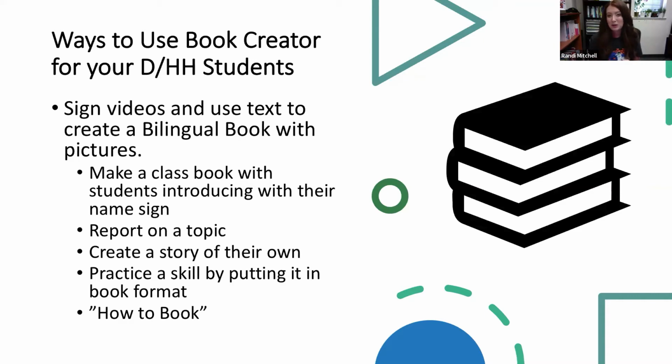They can report on a topic. It could be, maybe it's about their zoo animals or community helper or other content that they're learning about and studying. They can create a whole book about that information. Maybe they want to create a story of their own. So they can have the ASL there, they can have the text there, they can draw pictures. So you're really empowering your students to create a book of whatever they imagine are their dreams.